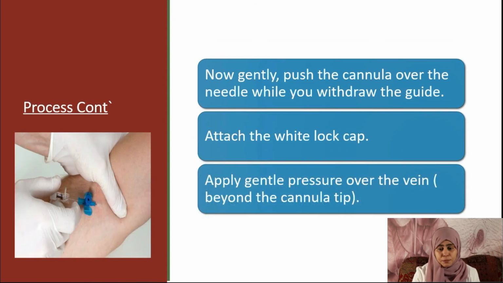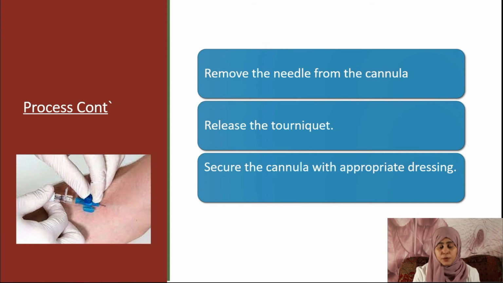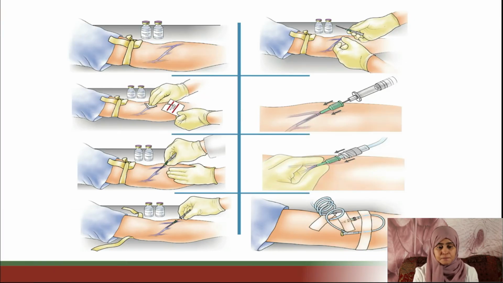Now gently push the cannula over the needle while you withdraw the guide. Attach the white lock cap, then apply gentle pressure over the vein beyond the cannula tip. Then remove the needle from the cannula, release the tourniquet, and secure the cannula with appropriate dressing.